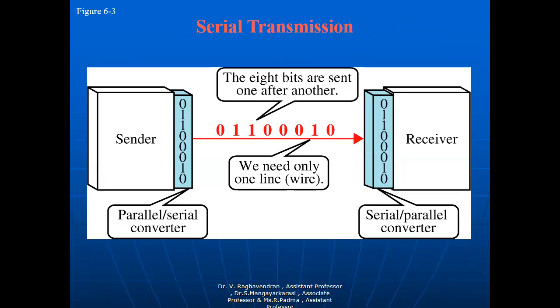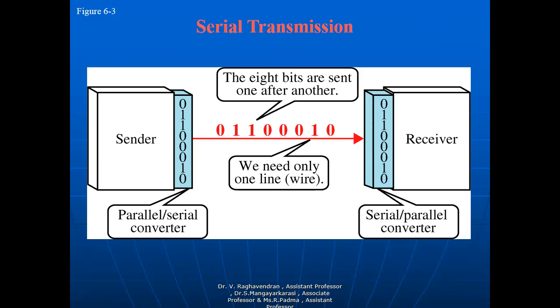The sender wants to send 8 inputs. The receiver also receives the same number of inputs sent by the sender. In this case, all 8 bits are sent one after another. Here we are going to use only one line, that means only one wire. For this process, we are going to use two different things. One is called a parallel-to-serial converter, the other is a serial-to-parallel converter.